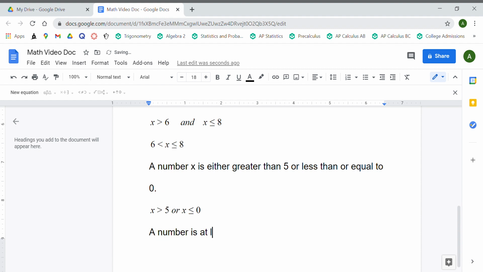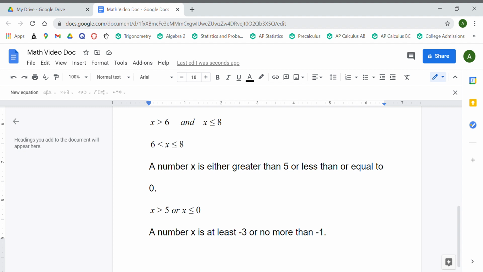So why don't you try one out on your own? A number x is at least -3, or no more than -1. Why don't you try and graph this out yourself and write it.